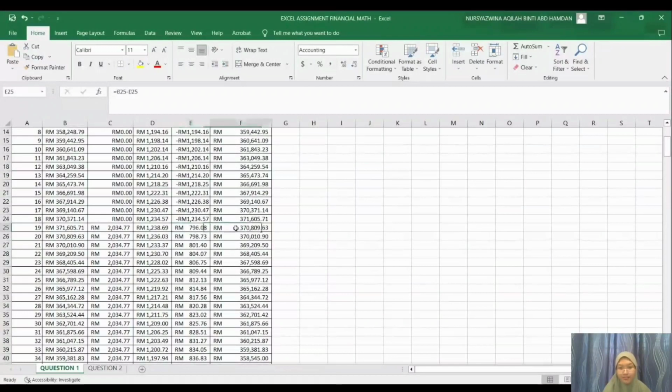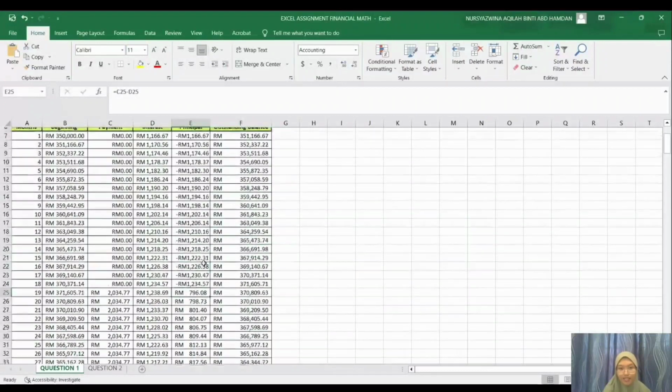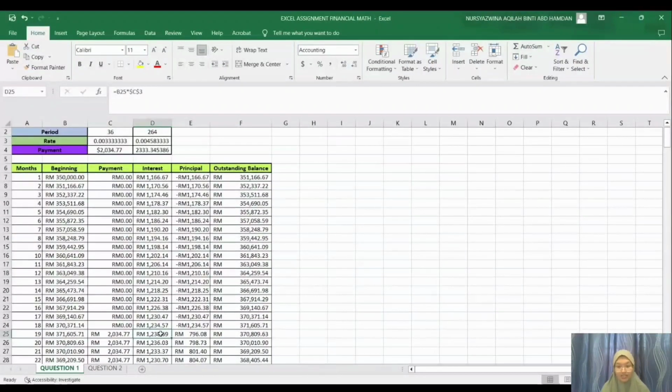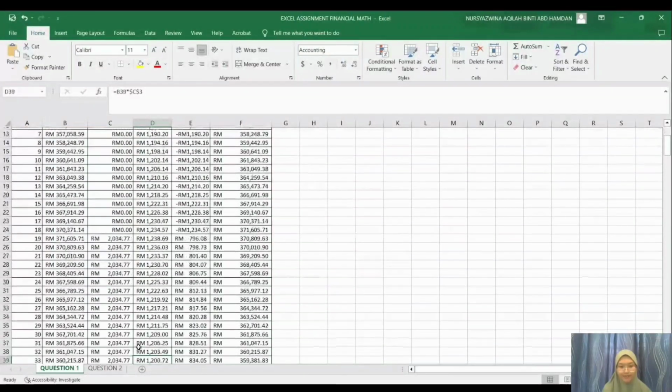Next, the outstanding loan balance can only be calculated as the outstanding loan balance for the previous period minus the principal that we get for each month. To calculate the interest, we need to multiply the rate by the previous outstanding loan balance, so we can lock the cell of the rate, which is C3, by adding the dollar sign in front of C and 3. The only changing item is the previous outstanding loan balance, which is this B column, as we can see here.